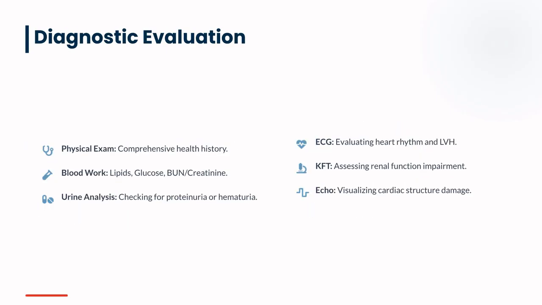Diagnostic evaluation involves a physical exam and comprehensive health history. Blood work checks for lipids, glucose, and renal function markers. Urine analysis looks for proteinuria. Specialized tests like an ECG and echo evaluate cardiac function and structure, while KFT assesses renal impairment.